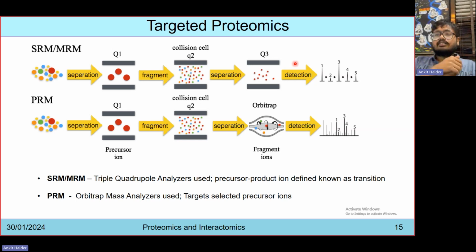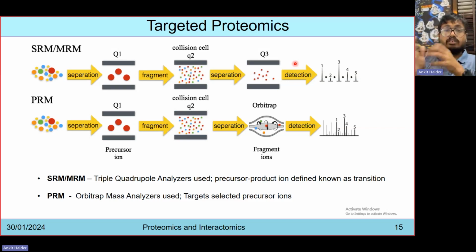In the selected reaction monitoring or MRM, multiple reaction monitoring, a triple quadrupole is used. These are just two mass analyzers which have different properties. The quadrupole or Orbitrap are all mass analyzers which help in the separation of the ions at different resolution, for better separation of those ions or the fragments that we get, and finally select out those peptides. So in the SRM or MRM, there are two sets of quadrupoles, and in between is the collision cell.